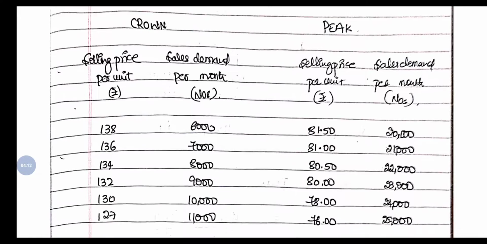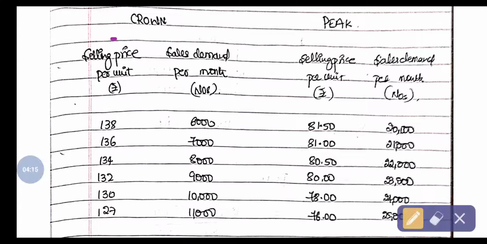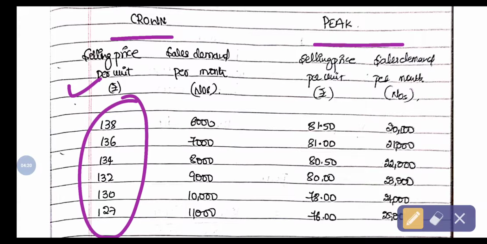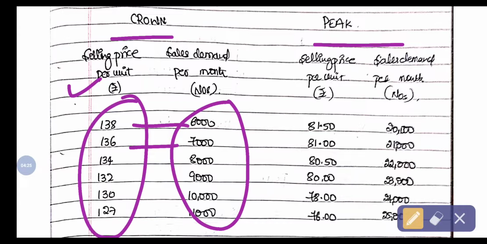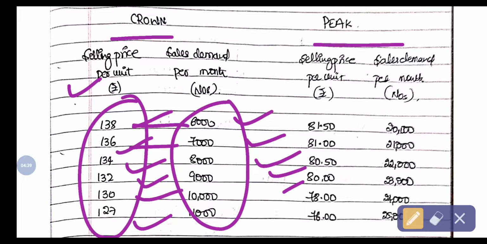So the information is for both Crown and Peak. For Crown they have given different selling prices per unit, and corresponding to the prices they have given the sales demand. If the price is 138 rupees, the sales demand will be 6,000. If it is 136, 7,000. 134, 8,000. 132, 9,000. 130, 10,000. And 127, it is 11,000. As we know the law of demand, the lesser the price, the higher the sales will be. So corresponding to the prices the demand has been given.